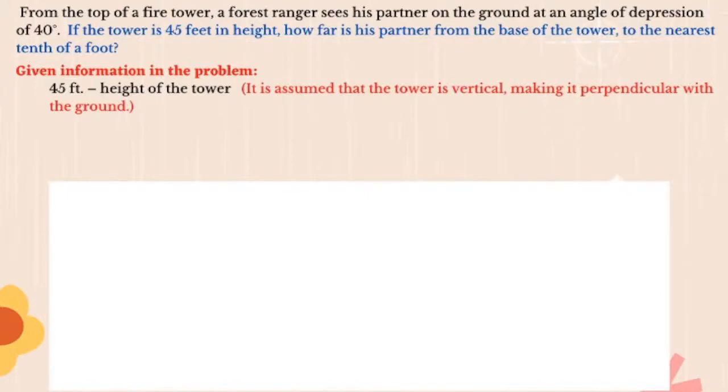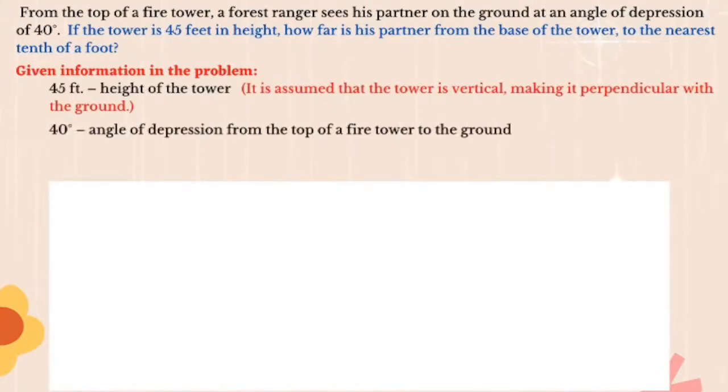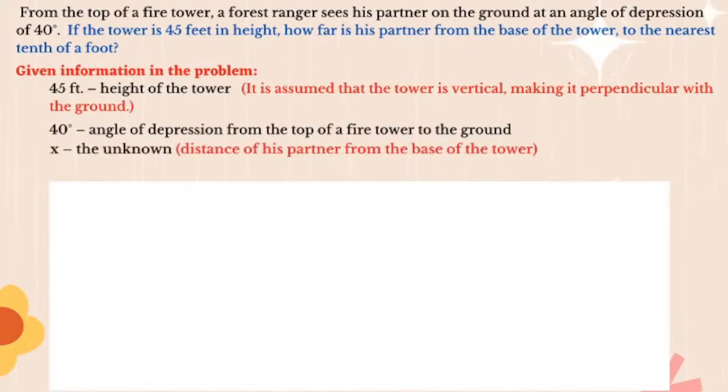So, it is assumed that the tower is vertical, making it perpendicular with the ground. We have also 40 degrees. This is the angle of depression from the top of a fire tower to the ground. And we have also x. This is the unknown or the distance of his partner from the base of the tower.